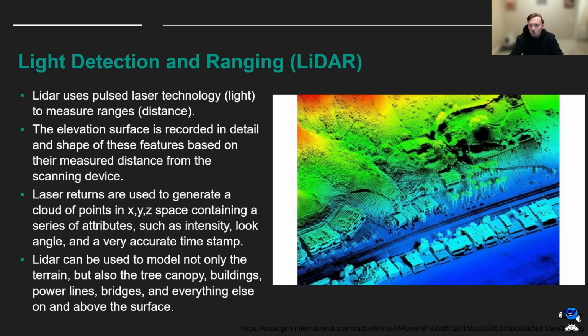LiDAR uses pulsed laser technology, which is light, to measure the ranges or the distances. The elevation surface is recorded in detail, and the shape of these features is based on their measured distance from the scanning device. Laser returns are used to generate the cloud of points in X, Y, and Z space containing a series of attributes such as intensity, look angle, and a very accurate timestamp.